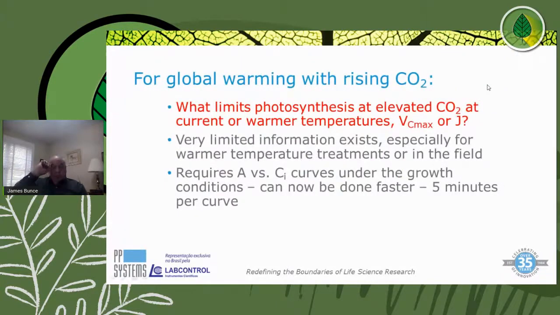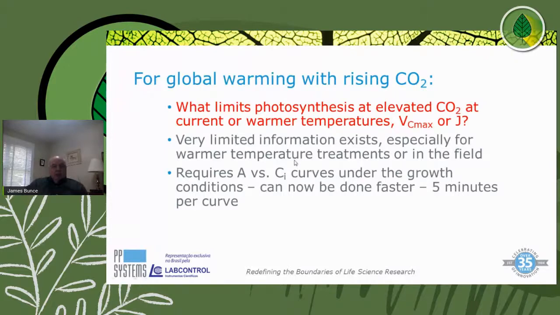So for global warming and rising CO2, a big question is what actually limits photosynthesis at elevated CO2, either at the current or at warmer temperatures? Is it Vcmax or is it J? And unfortunately, there's very limited information about that, especially for warm temperature treatments or especially also in the field. So, as I will do throughout here, what I'm doing is pointing people in a direction of places where there's an obvious need for more research rather than giving you answers about what research says.